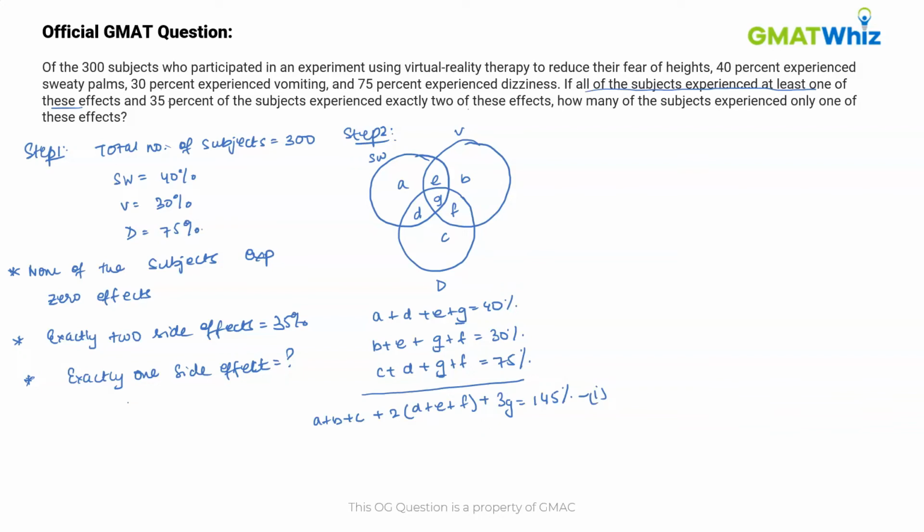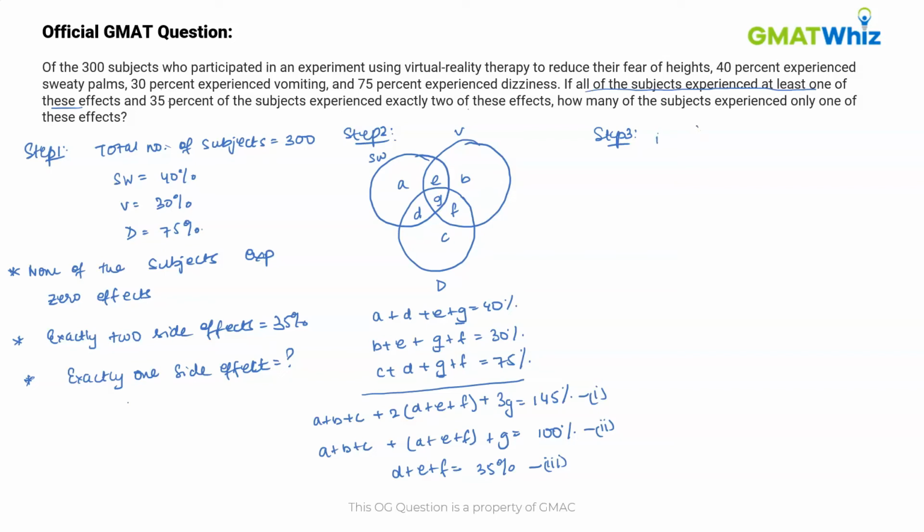Also, we are given that none of the subjects experience zero effects. That means that the sum of A plus B plus C plus D plus E plus F plus G will be equal to 100%. Now, this is the second equation. We also have that the value of D plus E plus F is equal to 35%. Let's name it as the third equation. Using these 3 equations, we calculate the required value in step 3.